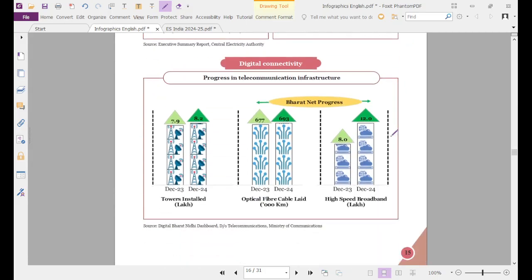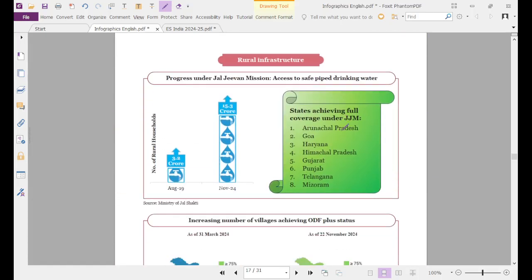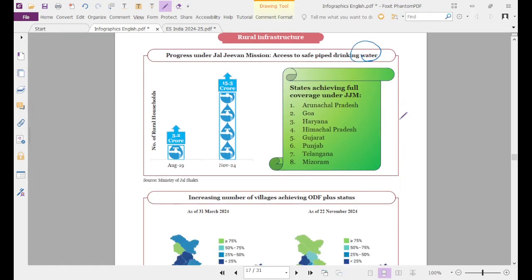And digital connectivity, how many towers; infrastructure also comes with digital telecommunication, which is one of the topics of infrastructure, right? Optical fibers, broadband, it has all been on the rise. How about rural infrastructure? When we talk about rural infrastructure, especially with respect to drinking water facilities, basic food, clothing, shelter, that part is being addressed here, right?